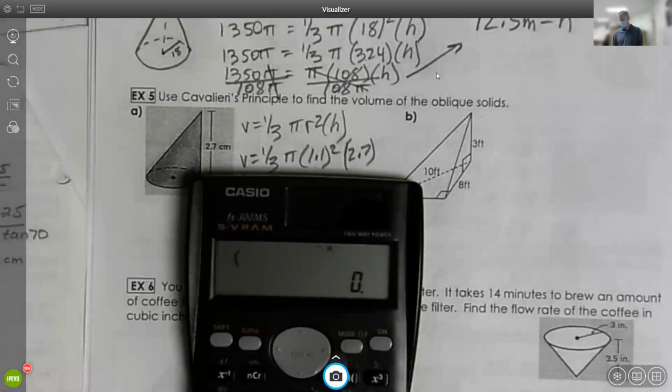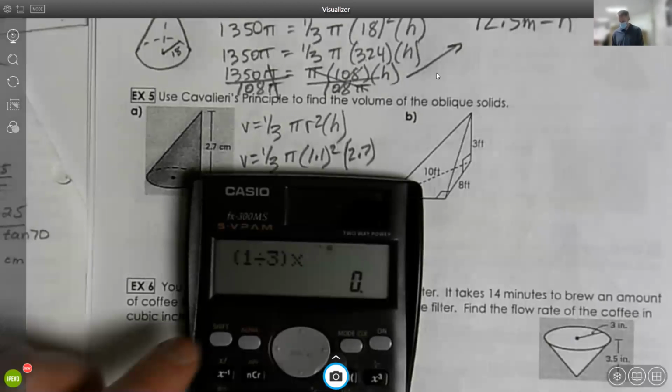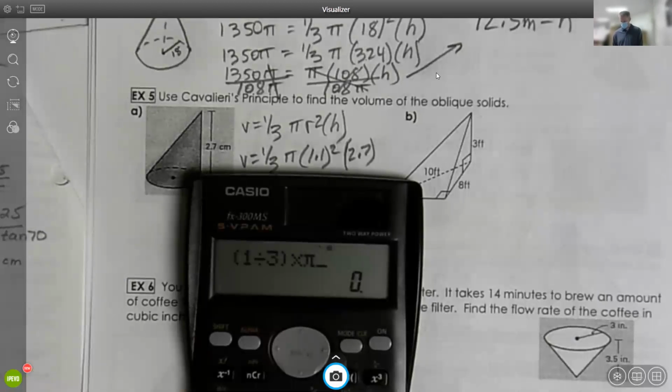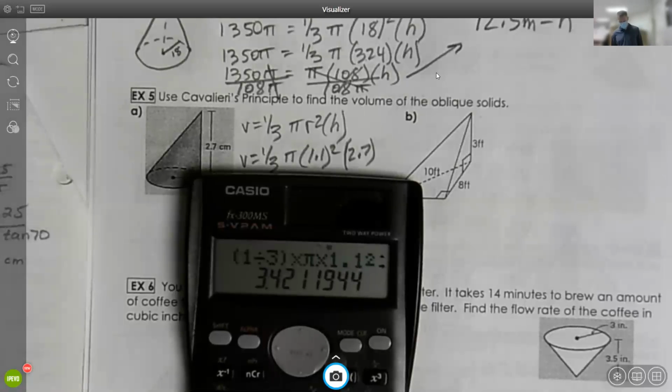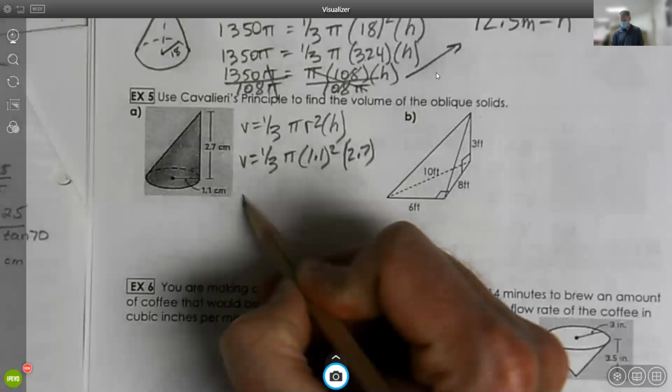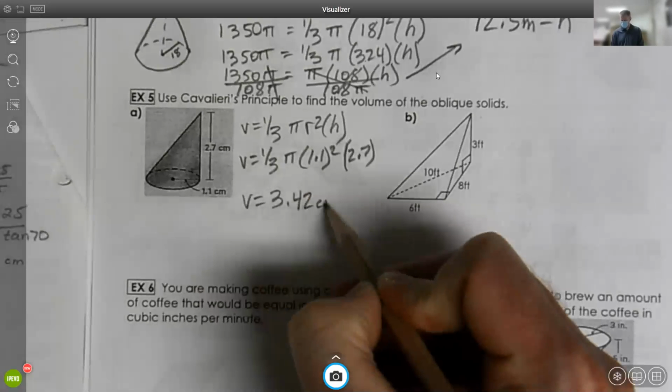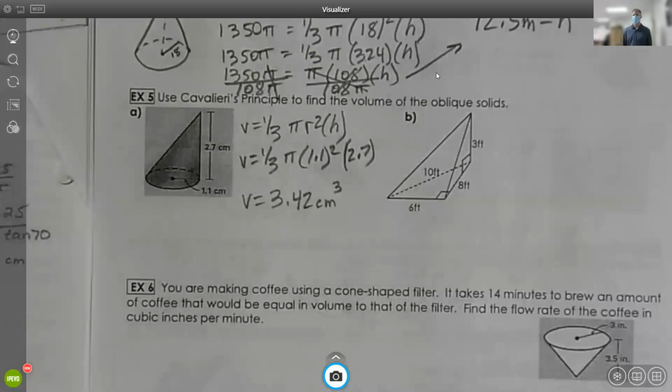I use the parentheses and I do 1 divided by 3, because that's 1/3. And I'm timesing it to pi. And I'm timesing it to the 1.1 squared. And I'm timesing it to the 2.7. So you can write that in a complete line in your calculation, and that will come up to be 3.42. 3.42 centimeters cubed. This is volume. So volume is cubed, area is squared, length is to the first power.